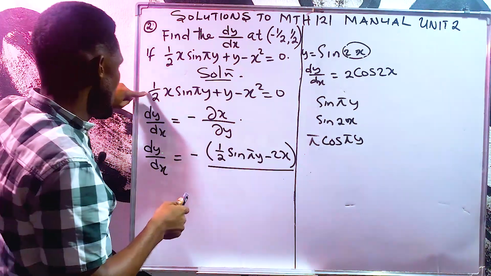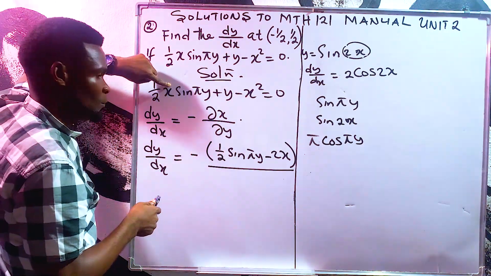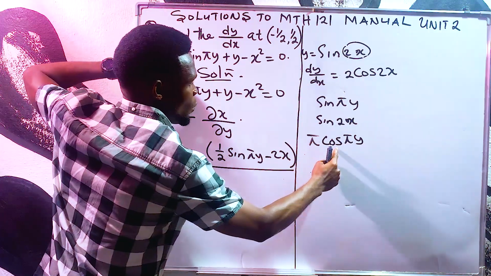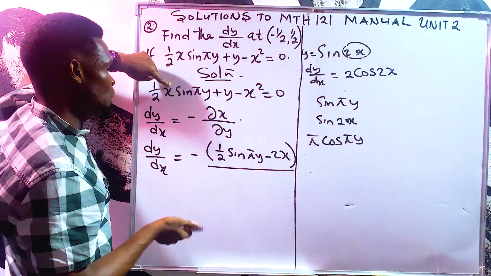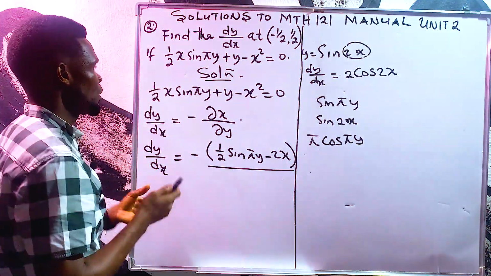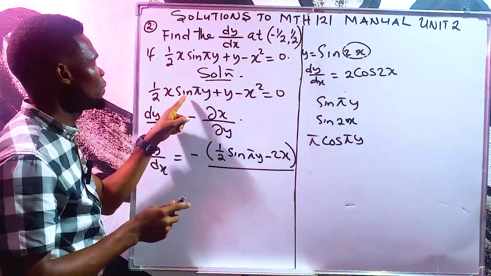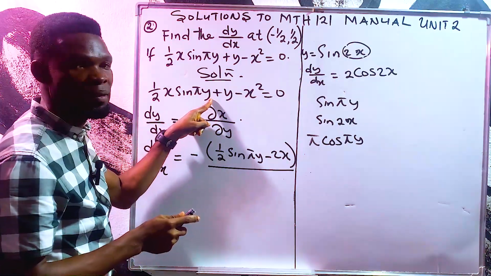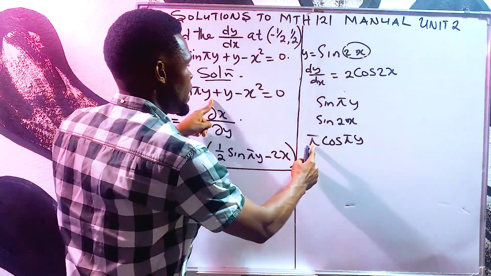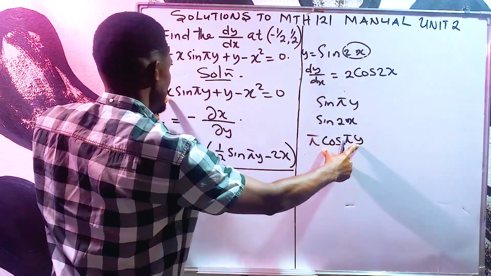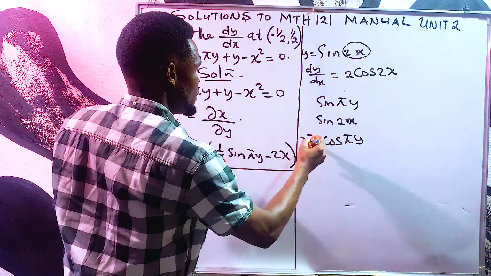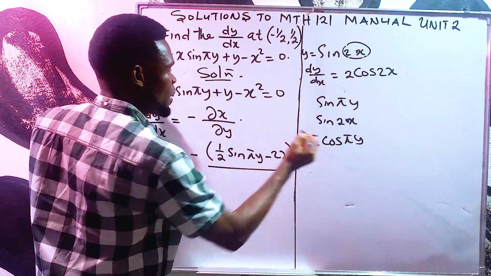So that means half x pi cos pi y. I want to believe you understand that. Okay, so let's go again. I differentiate sine pi y to get pi cos pi y. Then this answer now times x. Look at the x here now. Times half. Look at the half here.